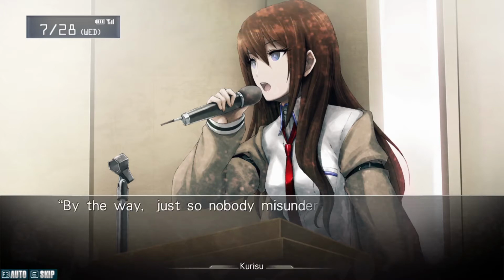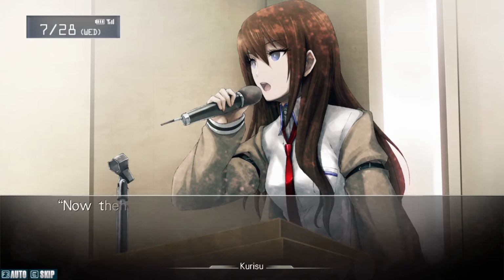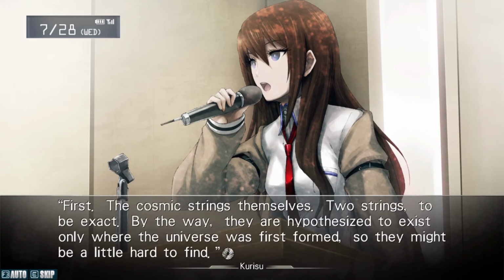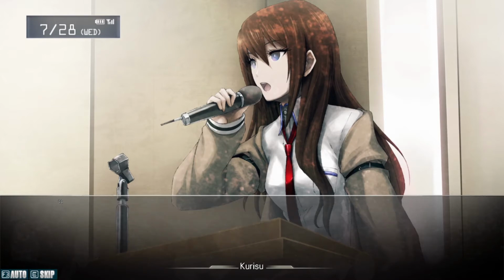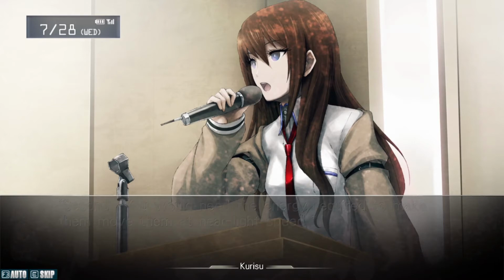By the way, just so nobody misunderstands, cosmic strings are not the same as superstrings. Now then, you need three things in order to travel to the past with cosmic strings. First, the cosmic strings themselves, 2 strings to be exact. By the way, they are hypothesized to exist only where the universe was first formed, so they might be a little hard to find. Second, you would need the energy required to make them move at near light speed.